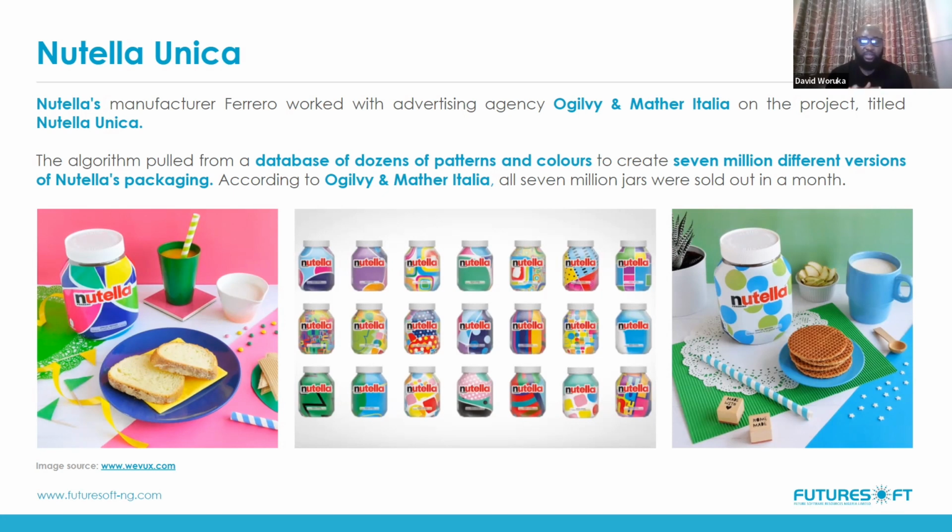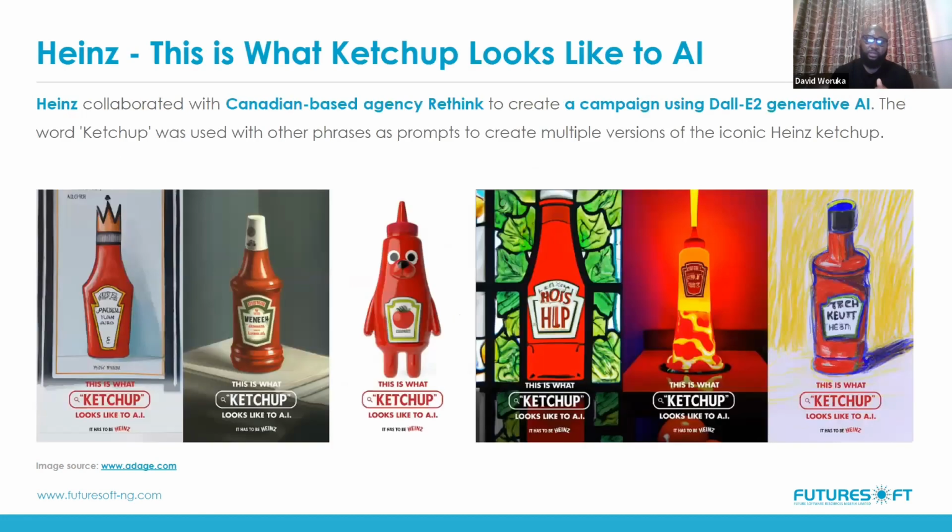And that's one of the ways you can implement AI into your design and marketing communication. And then you also have Heinz. Heinz did similar stuff, but this time they didn't use a custom AI, they used DALL-E 2. The campaign was basically to brag about their equity as a brand, because the title is "This is what ketchup looks like to AI."